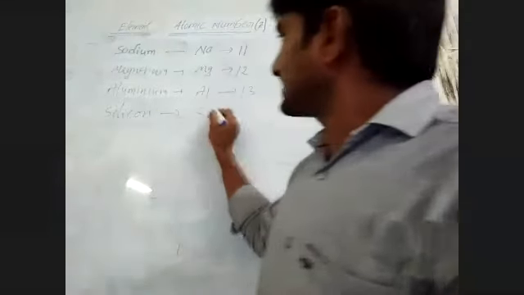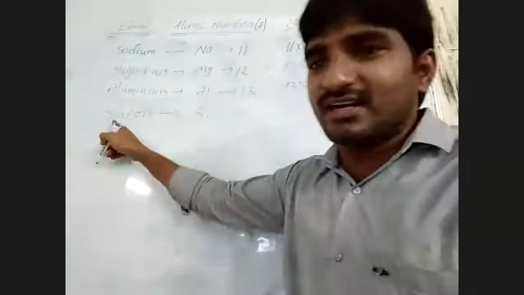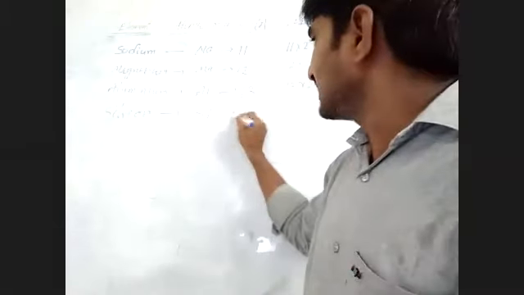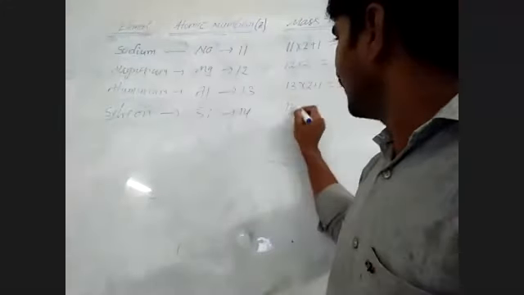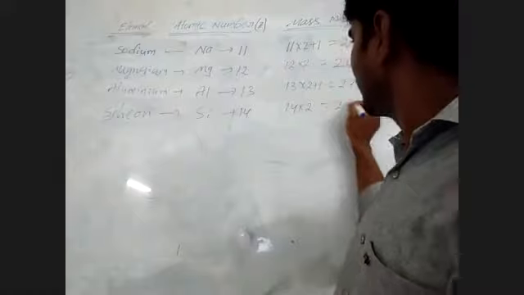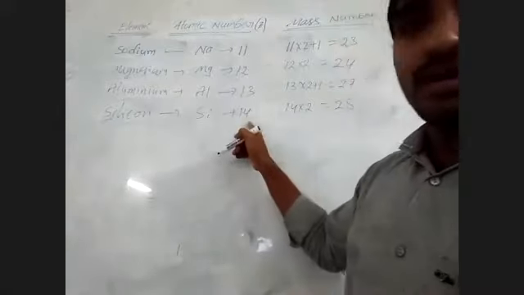Next, please write silicon. Silicon's symbol is Si. First letter is silicon. So what is the atomic number? 14 atomic number. So 14 into 2, how much? 28. Why? Because into 2, even number.